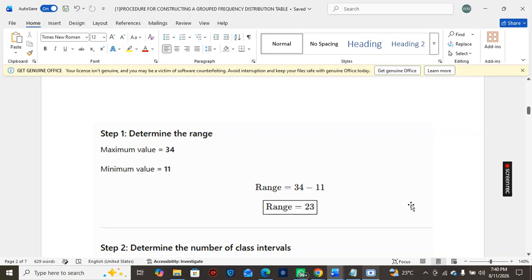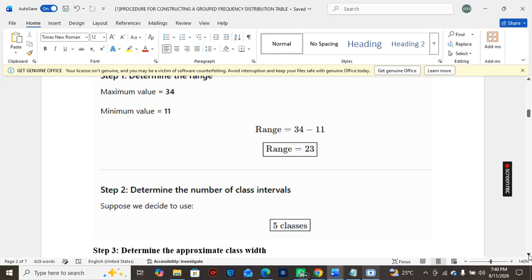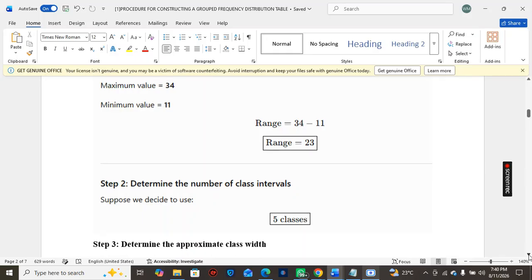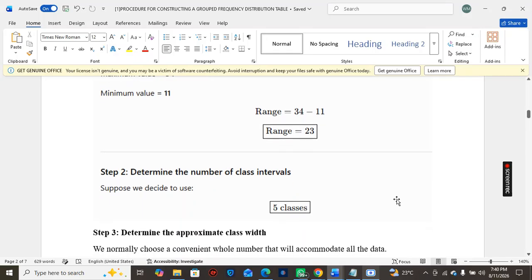Step 2, determine the number of class intervals, or basically how many classes you want to have. We're going to choose 5 classes for this one. Step 2 is up to you. You can choose 8 classes, 9 classes, 10 classes. It's all up to you. In this case, we're using 5 classes.